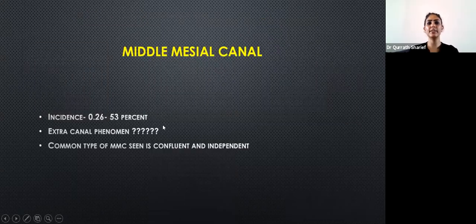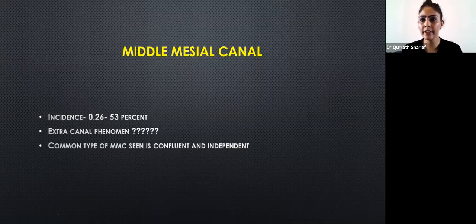Now, coming to your middle mesial canal. One of the reasons for the root canal failure is missing of the middle mesial canal. The normal incidence is up to 53%, and Carlson and Moore et al. gave something called the extra canal phenomenon. What he says is that there is deposition of secondary dentine, which has led to the formation of this extra canal. So there are different classifications for this middle mesial canal.